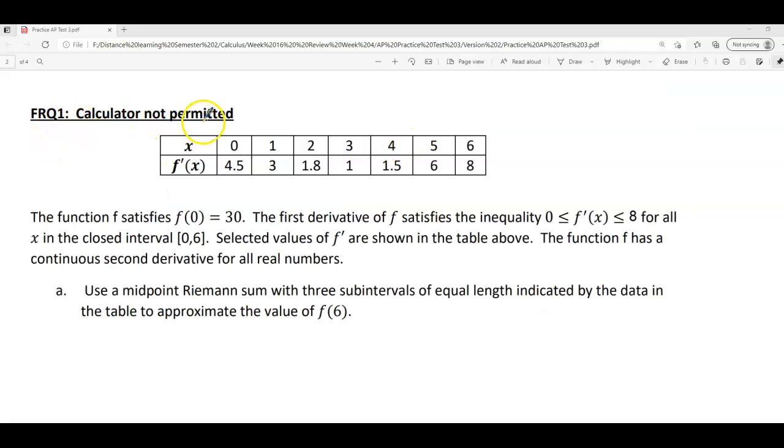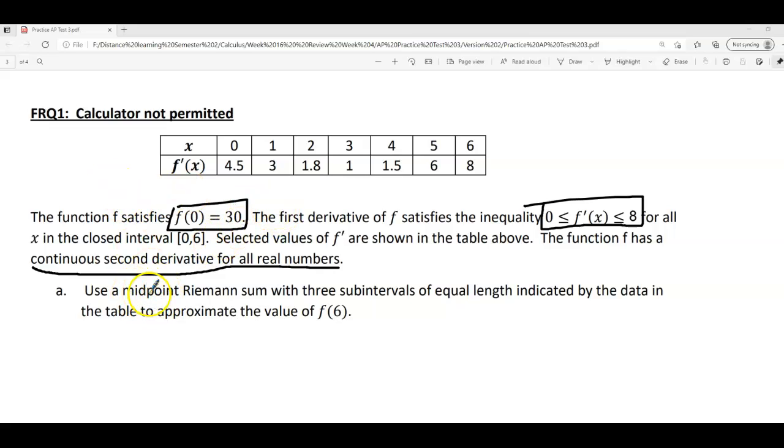Okay, so for FRQ number 1, we're not using a calculator. This table has x values and the f prime values that go with each of those x values. They give us an initial condition here. f of 0 is equal to 30. That'll come in handy. They tell me the first derivative of f is always somewhere between 0 and 8. It tells us this has a continuous second derivative, and that just means that this function is differentiable. So we'll keep all that in mind as we progress through finding the solutions to these problems.